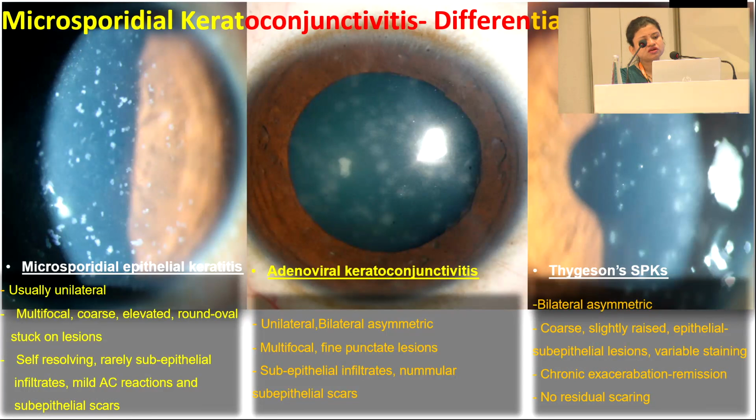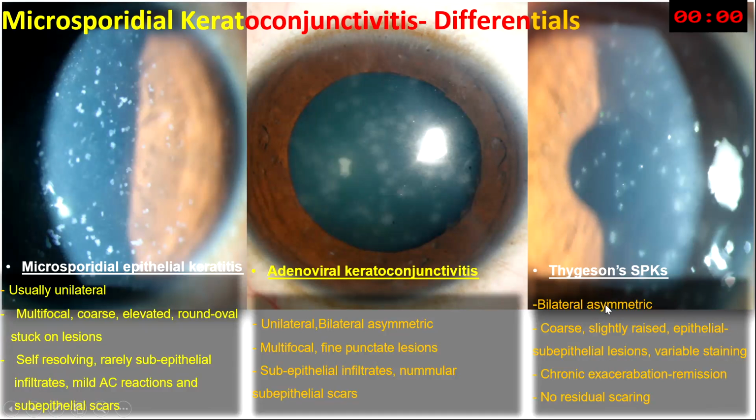Coming to the differential of MKC: adenovirus keratoconjunctivitis is usually unilateral or bilaterally asymmetric. There are multiple punctate lesions. This is the subepithelial infiltrate you usually see following adenovirus keratoconjunctivitis, and they leave behind a subepithelial scar. Treatment is usually with topical steroid and tacrolimus.